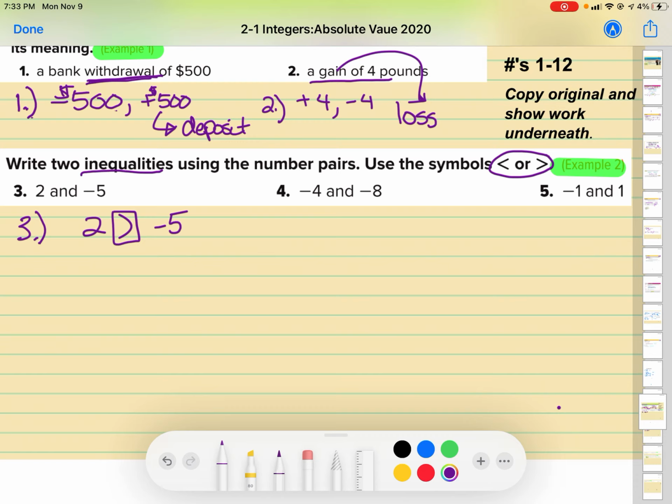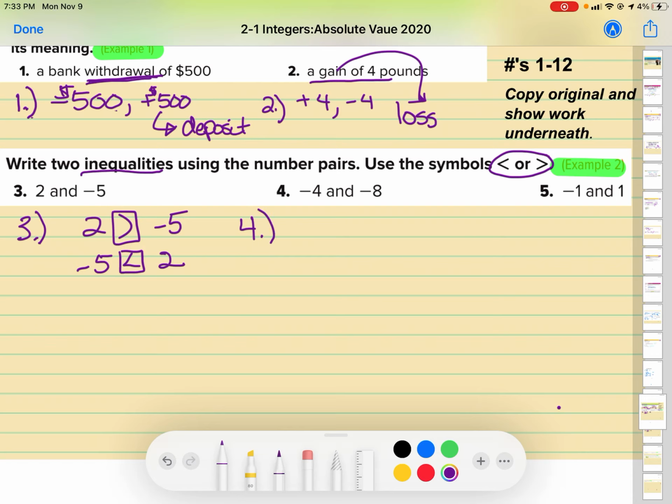Wow, that changed its shape right there for me. That was kind of weird. Then we're going to flip those around and we can say negative 5 is less, let's see if it keeps its shape, than 2. So anytime you have 2 numbers, you should be able to have 2 comparisons. So it makes sense then that we say 2 is greater than negative 5. So then negative 5 is less than 2.